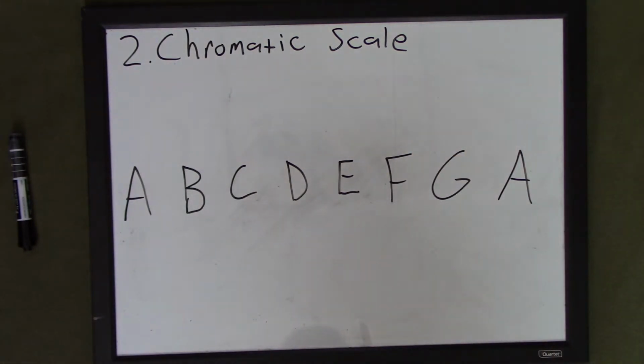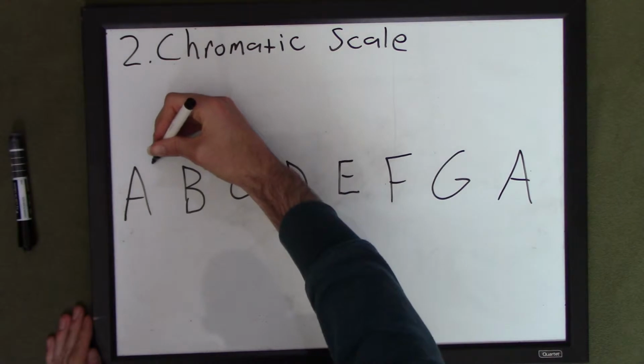And then after that second A, it would just go B, C, D, E, F, G, A, B, C, D, E, F, G, A, B, C, D. It would just keep going up like that. So 7 of those 12 notes can be represented by letters. That's how we do it. But there's 5 more. Like I said, there's 12 altogether.